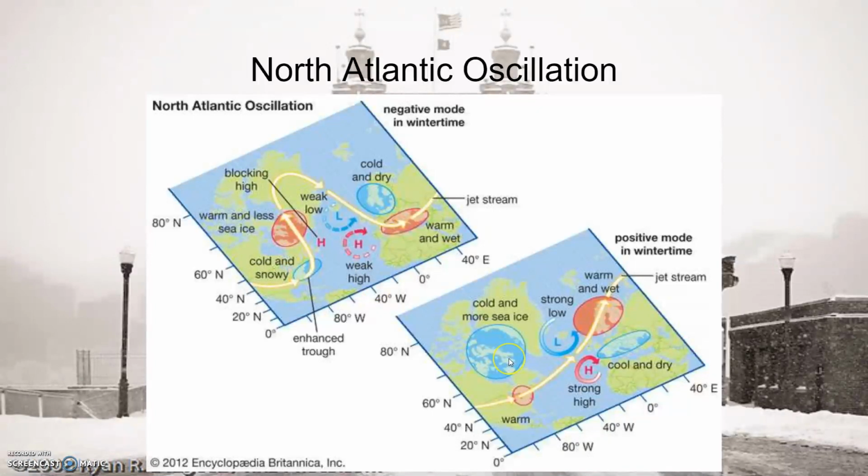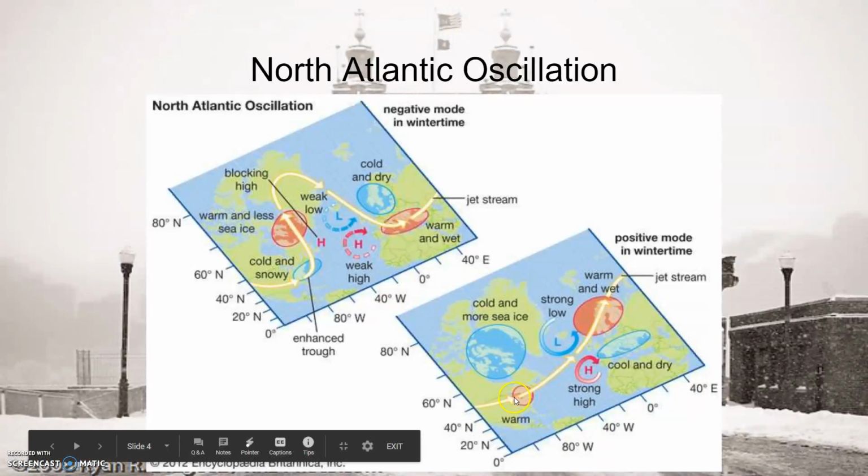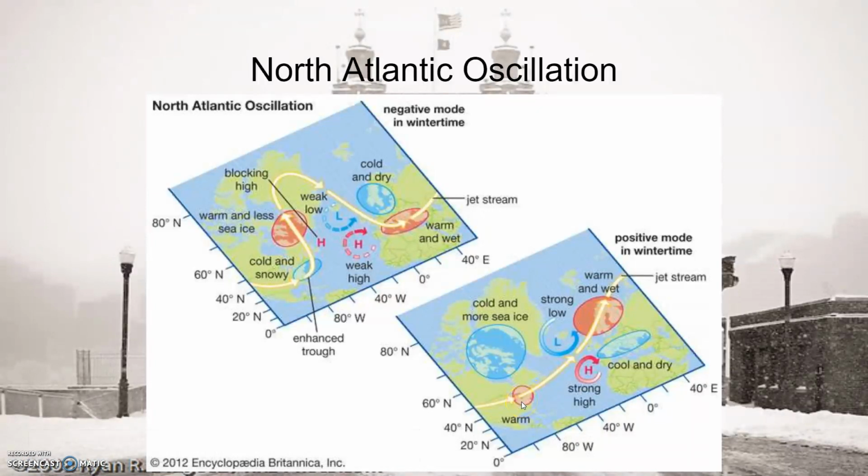This winter we're more looking at a positive NAO, which is not so great for us, because right down here you can tell that it makes the Midwest and the Northeast generally warmer than what they would typically be. And that can obviously serve as a major detriment to snow, which we all love.